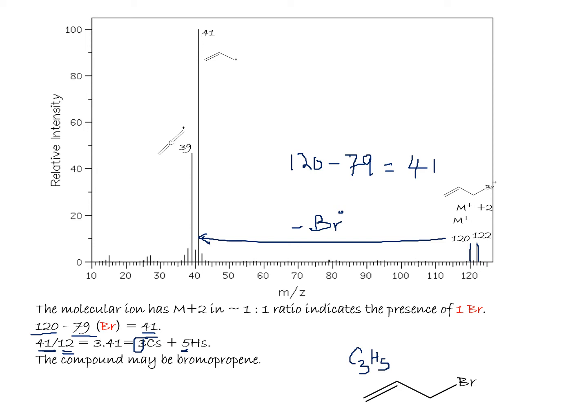That makes it CH2, CH, CH2, Br. And again, this compound may be bromopropene. One will say, why are you not sure? The other probability is that you could have Br in here. Okay?